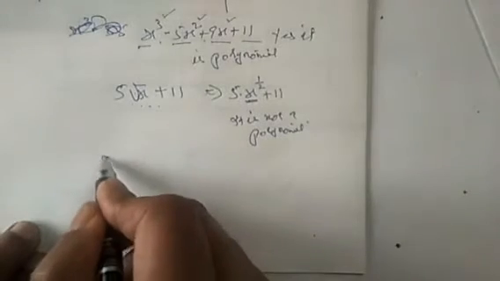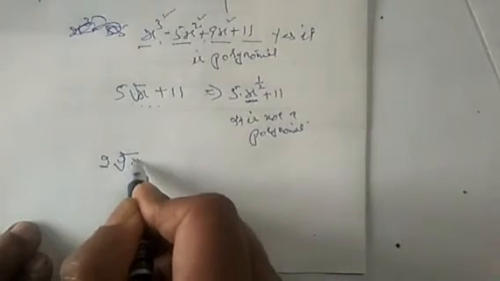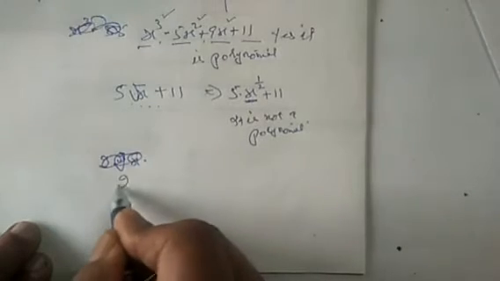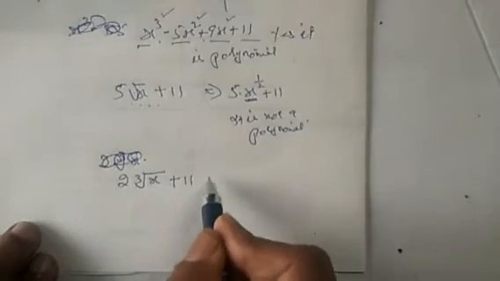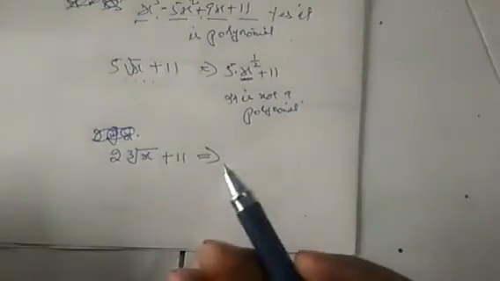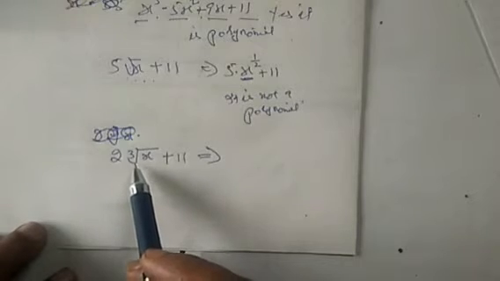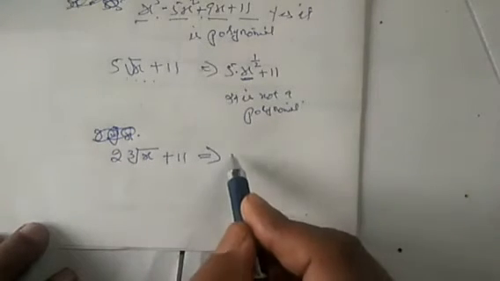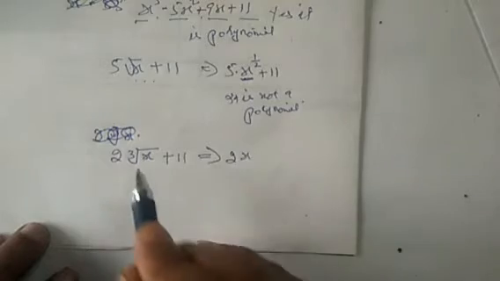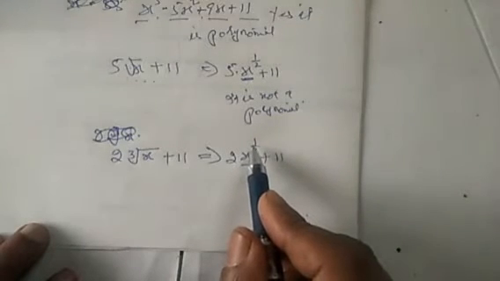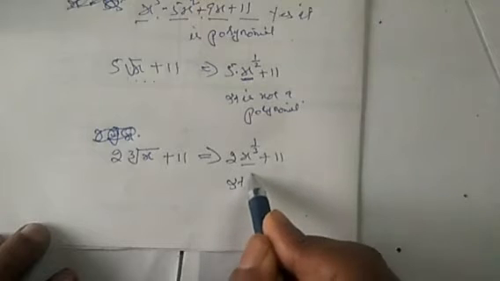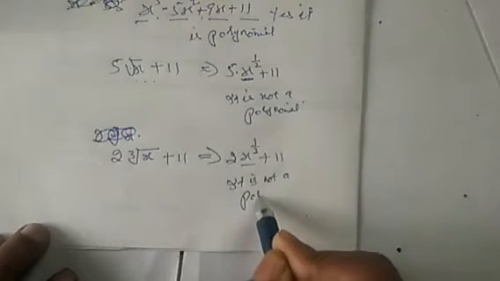Then again, suppose I take another example, 2 root 3x plus 11. The same thing applies here. The variable is under the root sign and the root is a cube root here. So what is happening here? When you solve this, since it is a cube root, the power of this will become 1 by 3, plus 11. I told you if the variable is having a fraction power, it is not a polynomial. It is not a polynomial.